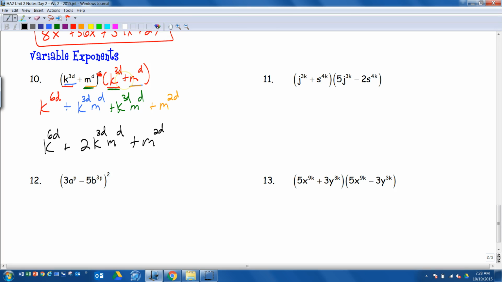It follows that pattern from up above when you square something. You square the first piece, you square the second piece, and then it's 2 of those 2 things multiplied together. So it matches. Alright, let's do the last 3.